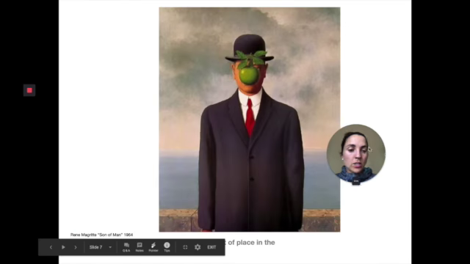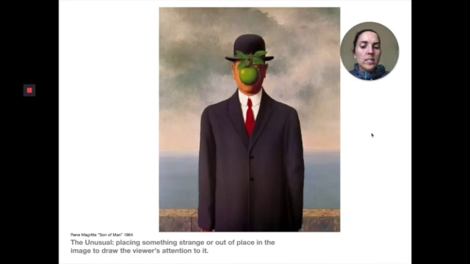Our next strategy, one of the easier ones, is the unusual. When there is something strange, weird, wacky, it just doesn't make sense, well, guess what? It grabs your attention. Because as a viewer, I look at this artwork and I say, why is there an apple floating in front of this man's face? I don't see that in my everyday life. That's pretty strange. That's pretty bizarre. So by including an element of the unusual, it makes the viewer question why it's there, and it draws their attention to that particular component.